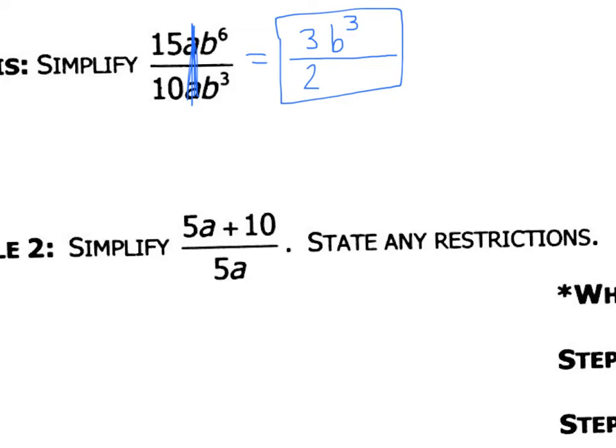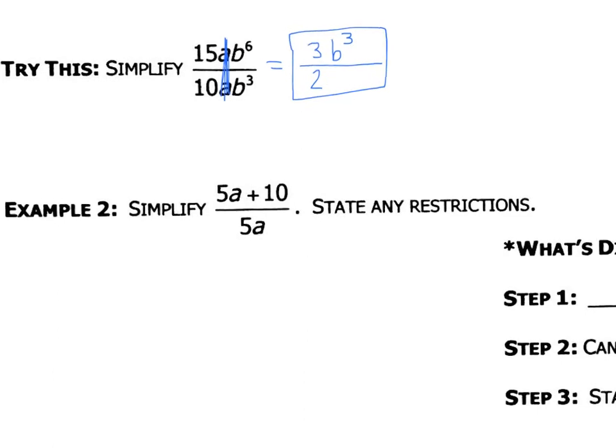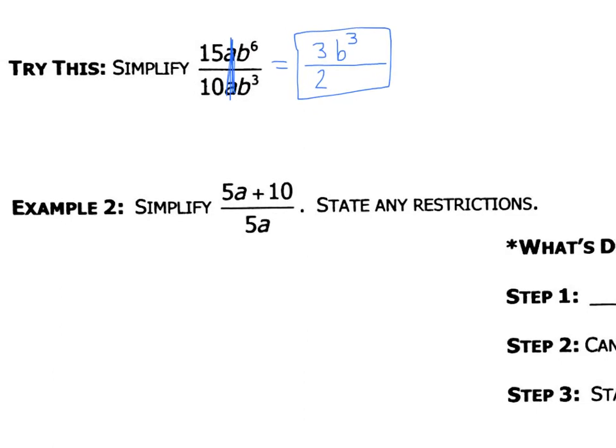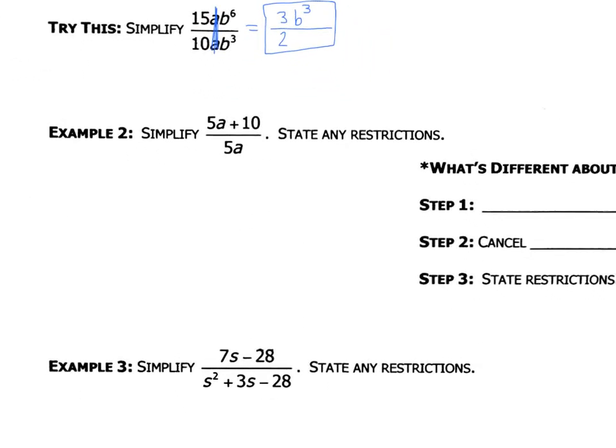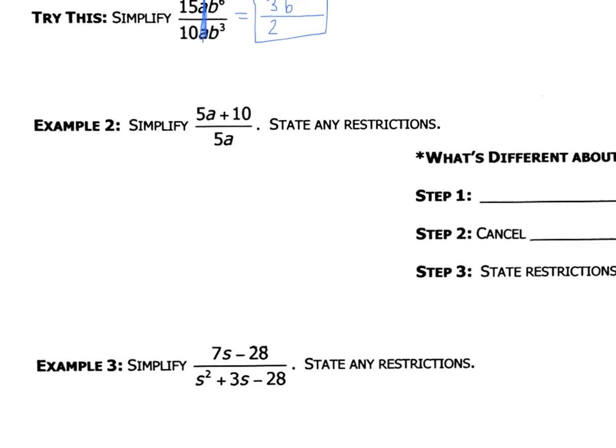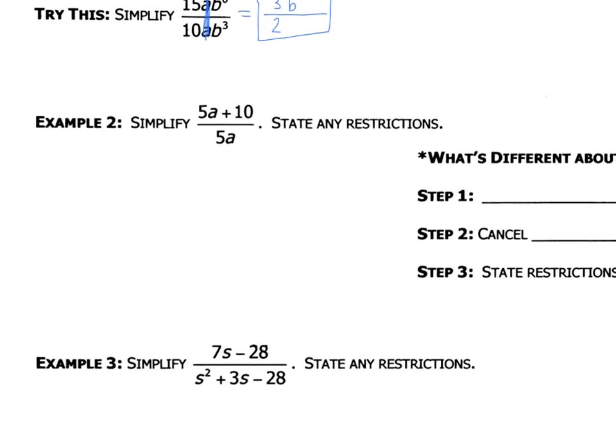Now we're going to get into some stuff where we're going to combine a lot of things that we already know. So as we look at example number 2, it says to simplify 5a plus 10 over 5a. Now, you can't just go ahead and start canceling things. I can't just go like this and cancel that. That doesn't work. Okay? You can only cancel things when you have common factors, and we'll talk about that. Let me erase that.